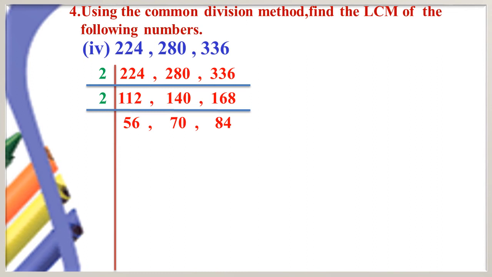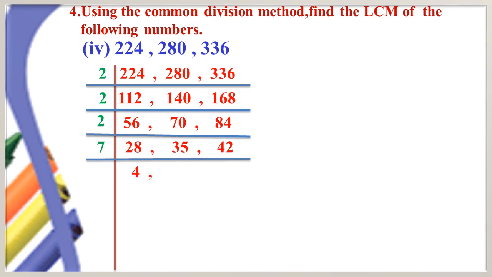In third row also, all the numbers are even number. So, it is divisible by 2. Now, 56 divided by 2, we get 28. 70 divided by 2, we get 35. 84 divided by 2, we get 42. In fourth row, all the numbers are multiples of 7. So, it is divisible by 7.